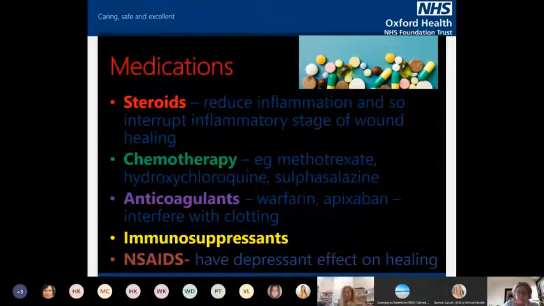Sulfasalazine, so chemotherapy type things, they can make wounds more difficult to heal. Anticoagulants, warfarin, apixaban, they can interfere with the clotting stage of wound healing. Immunosuppressants, clearly, and non-steroidal anti-inflammatories. They also have an impact on inflammatory bits that can interfere with the inflammatory stage of wound healing. So possibly not the best analgesic to be using when you have a wound.